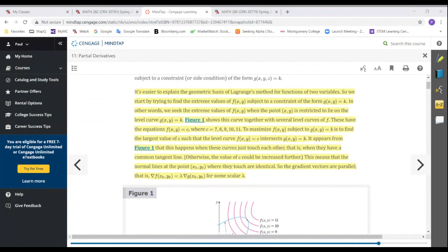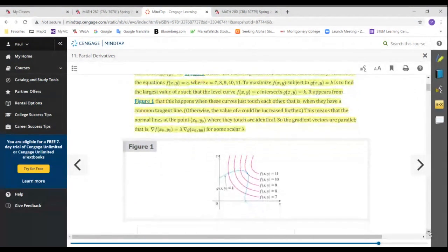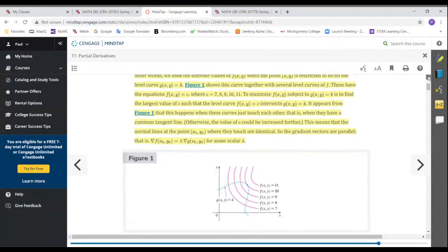So what they have here in figure 1 is, maybe I can bring it down a little bit here. Let's make sure you can see it well.